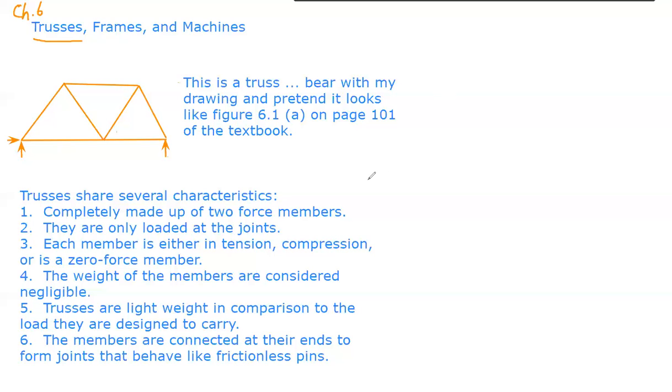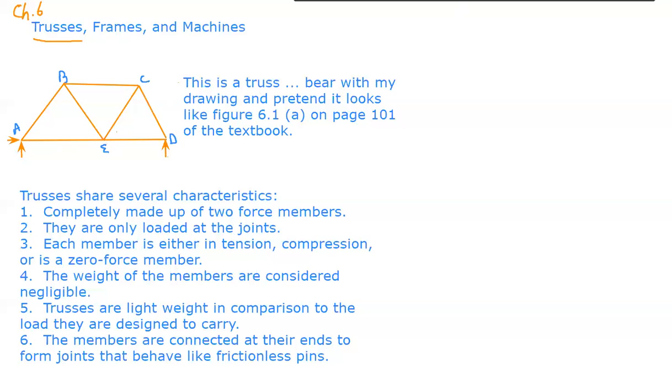Now, trusses share several characteristics, so I want to talk about those real quick. I've got 6 characteristics up there. The first characteristic is they are completely made up of 2 force members. So let me go over here and draw a little bit so we can talk about it. I'm going to call this point A, B, C, D, and E.